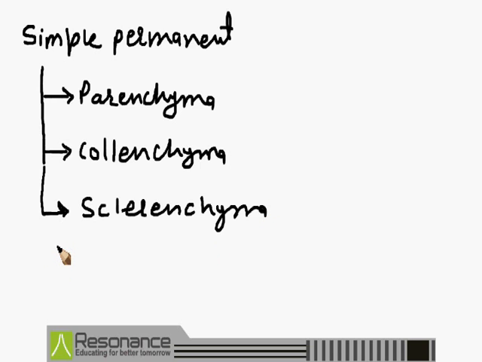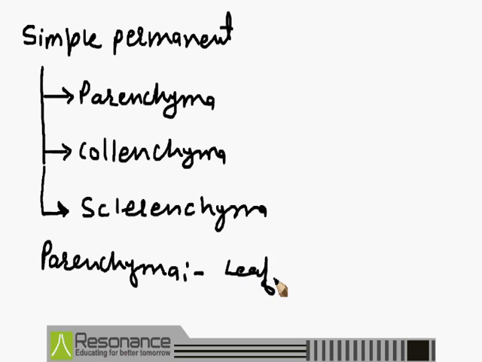First of all, we discuss the parenchyma. The parenchyma are the cells which are present everywhere in the plant body. They are present in leaf, stem, root, and all parts of the plant body. So what are the unique features of this tissue? First one is that they are isodiametric cells.